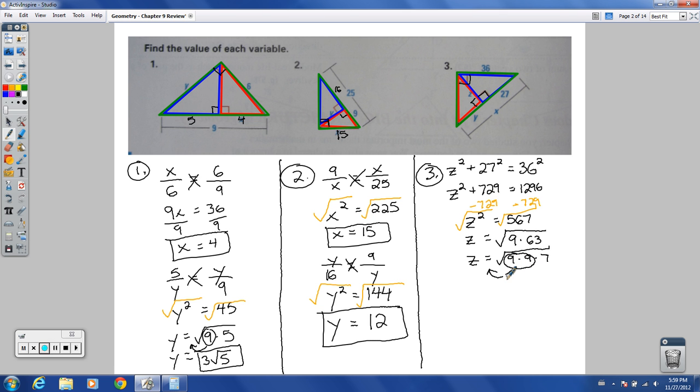If I take the square root of 81, if I split it up like that, I can think of it like that too. This is going to be just a single 9 coming out. This would be 9 radical 7. So this is one way I saw to do this.